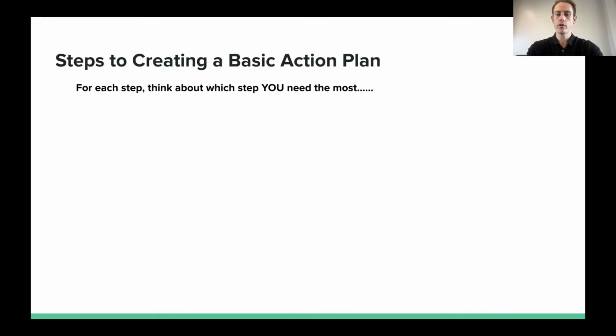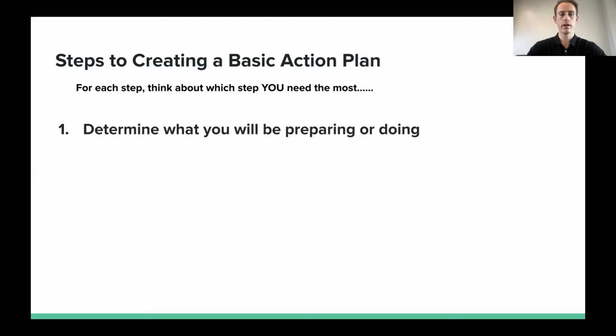So let's go over a few basic steps to making an action plan. Now, while we go over these steps, I want you to think about which step you need the most. With your current level of cooking, how well you're preparing food, where are you? What step would most benefit you?